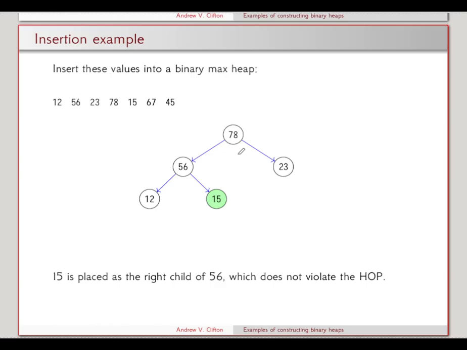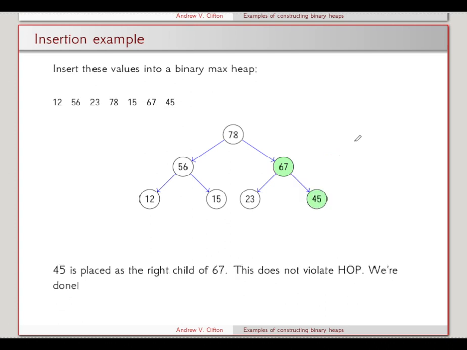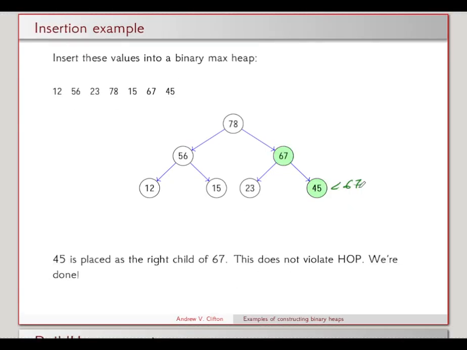15, the next value, is going to go in the next available spot. And 15 is less than 56, so it's allowed to stay there. So I don't have to do anything. 67 goes in the next available spot. But 67 here violates the heap order property, right? It's not less than 23. We're going to swap it with 23. When 67 is here, it is less than 78. So 67 is allowed to stay there. It doesn't need to continue moving up. And then finally, 45 goes here. 45 is less than 67, so it doesn't need to move. So this is what the tree looks like when we're finished.